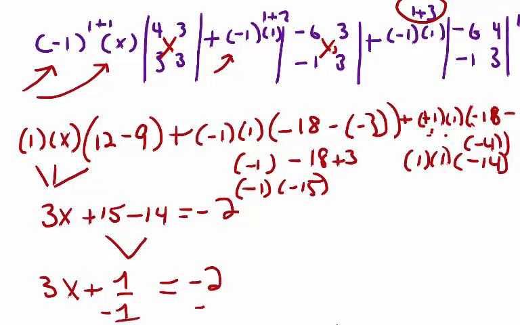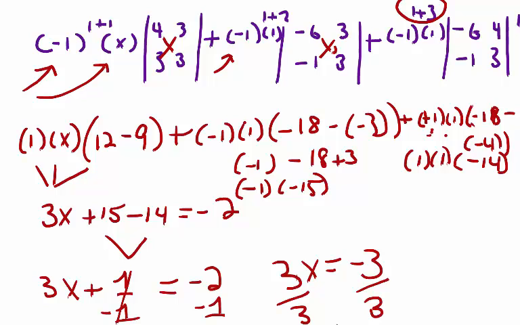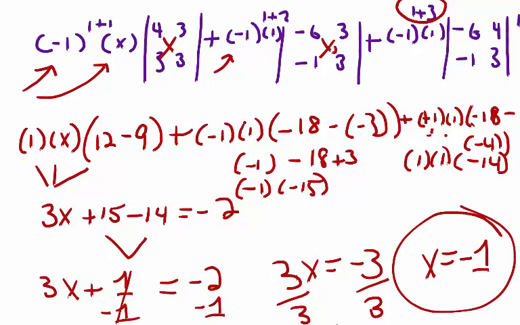Subtracting 1 on both sides, 3x equals negative 3. Dividing both sides by 3 gives us x equals negative 1. Therefore, the value of x in this equation is equal to negative 1.